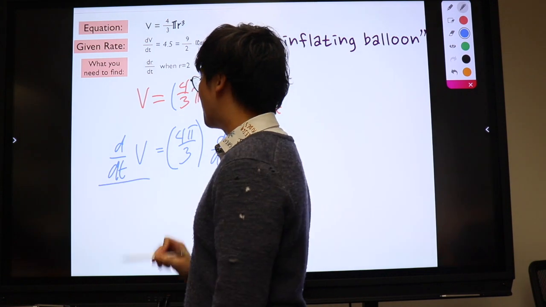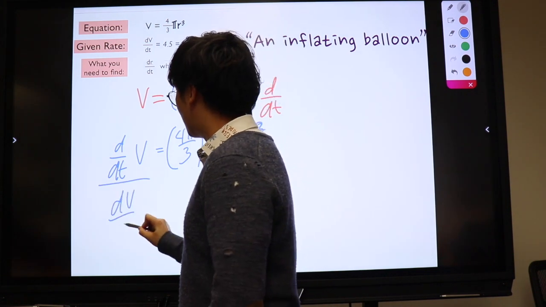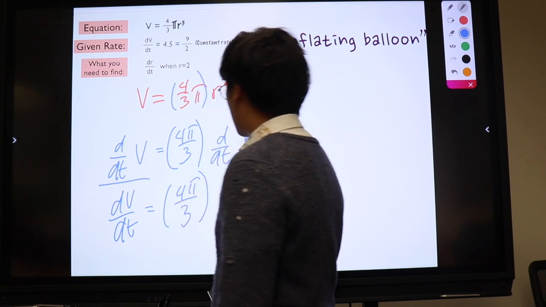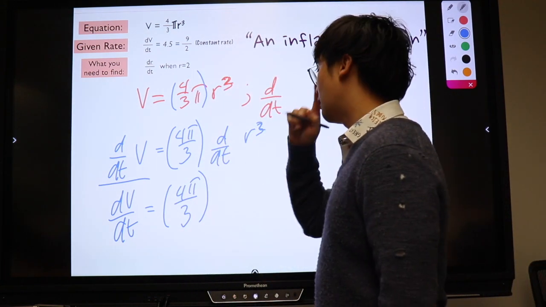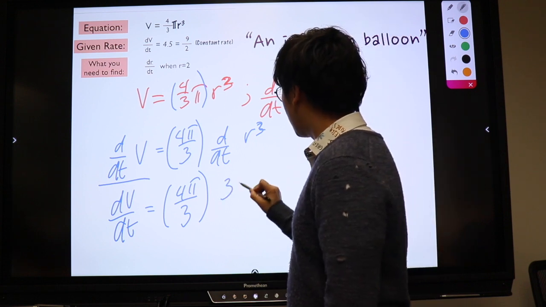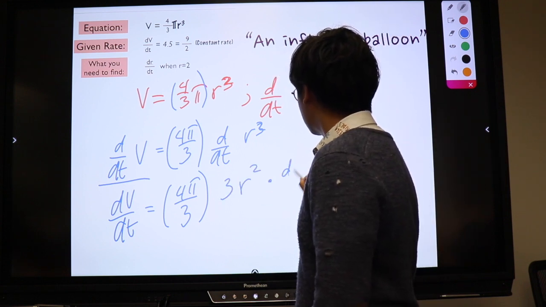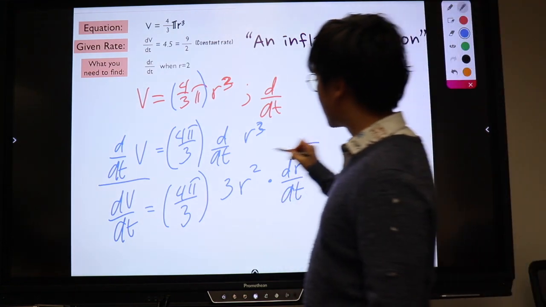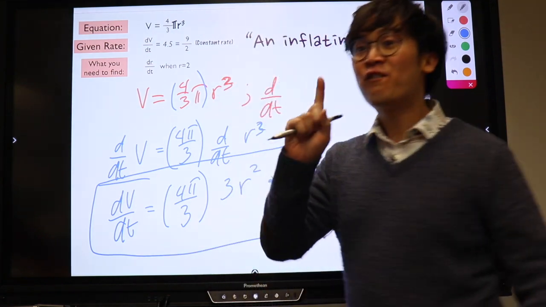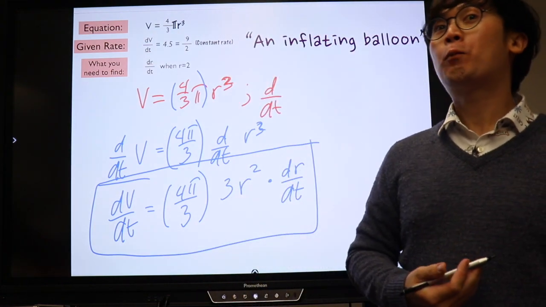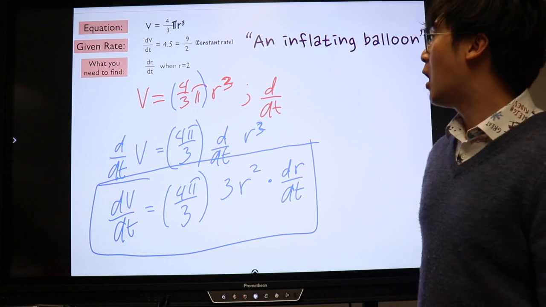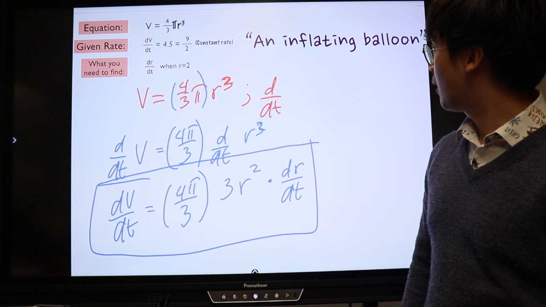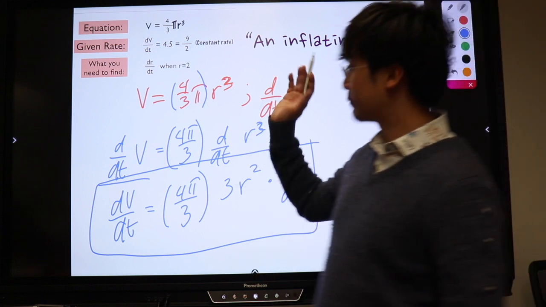So now we have the derivative of v, which is dv all over dt, equal to the constant multiplied by the derivative of r cubed with respect to time, which is 3r squared times dr over dt. And now that we have our formula that will help us answer the related rates problem, all we need to do is to plug in all the information that we have in our problem. And what can we plug in? 2.